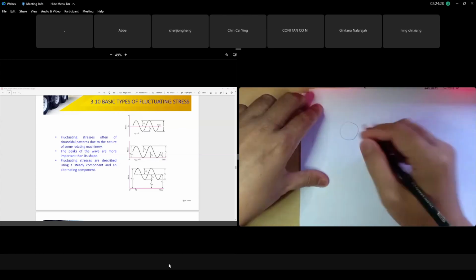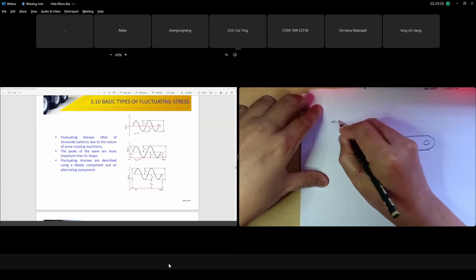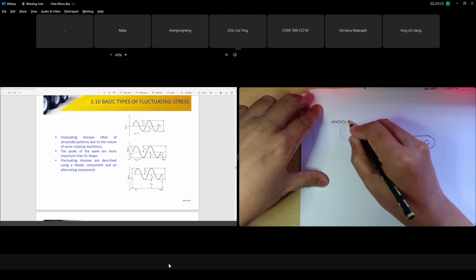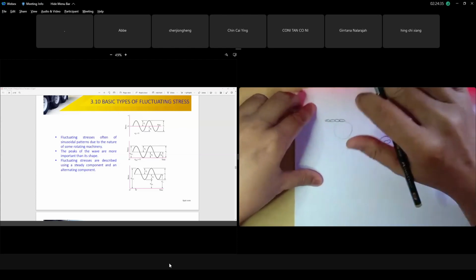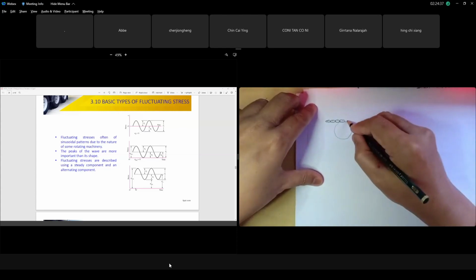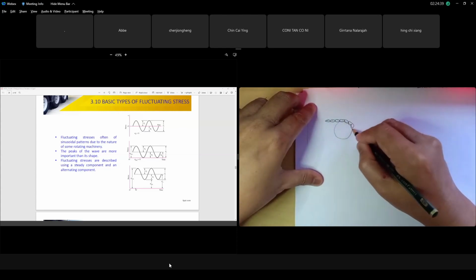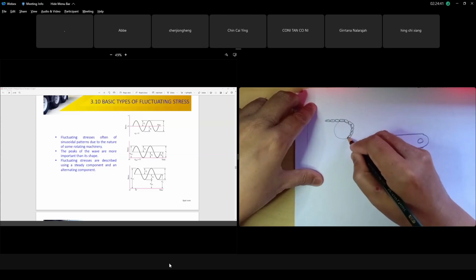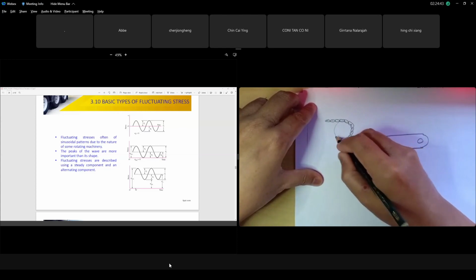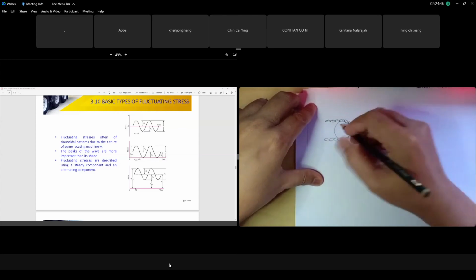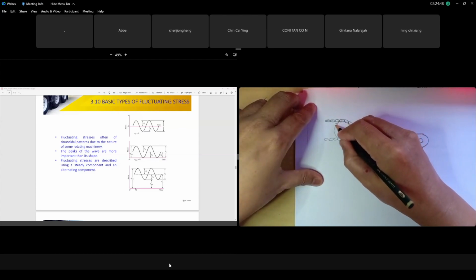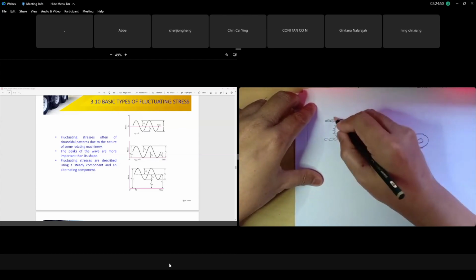Can you see the video? Is the line okay? Hello, class. Sprocket and chain. This is a chain. Bicycle, right? Okay, this is your sprocket. Sprocket has this.